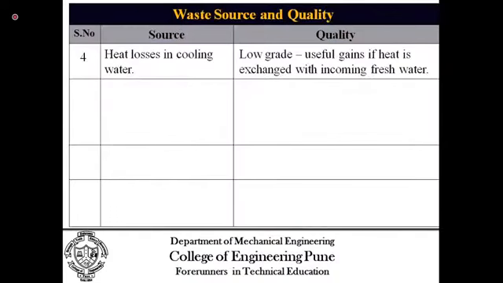Process in the cooling water. In some manufacturing processes, we require cooling water. So for cooling water, the refrigeration system is used. It consumes power. But when this cooling water is used for some other purpose, there is a heat loss, and that is also to be recovered.